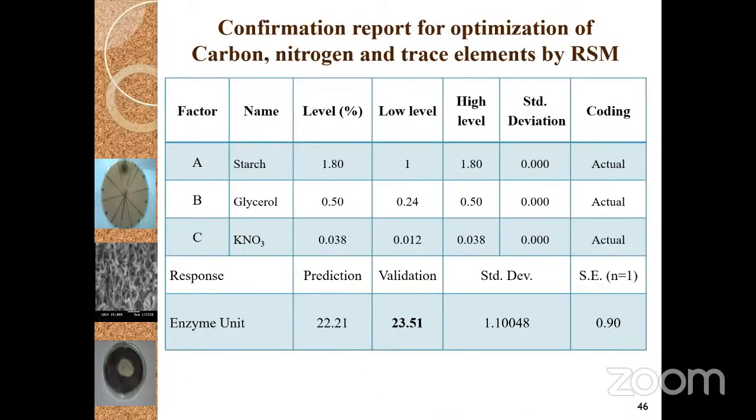So after carrying out this CCD, we got the result. The response surface methodology gives us the result in terms of enzyme units. So we got 23.5 units per ml, and the predicted value is 22.21. So our experimental value is higher than the predicted value.